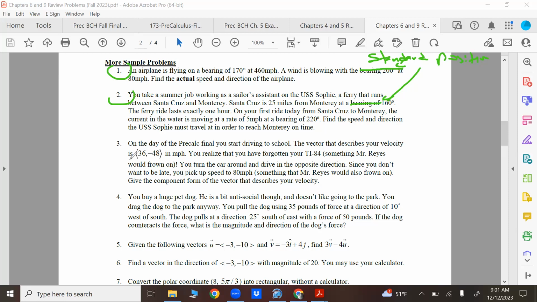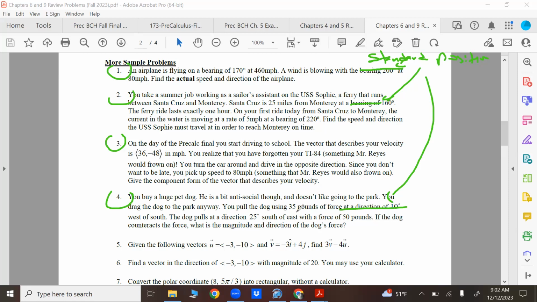I mean, 3 is kind of good. We haven't done direction like south of east. It's not hard. If you're going south of east, here's east, and you're going south that way. But I'll give you the direction anyway. So it'll be standard position.